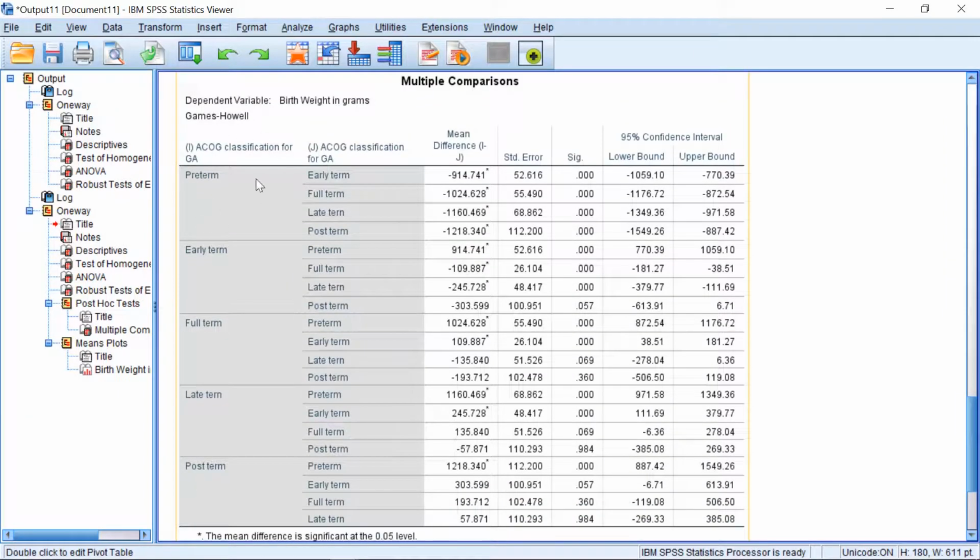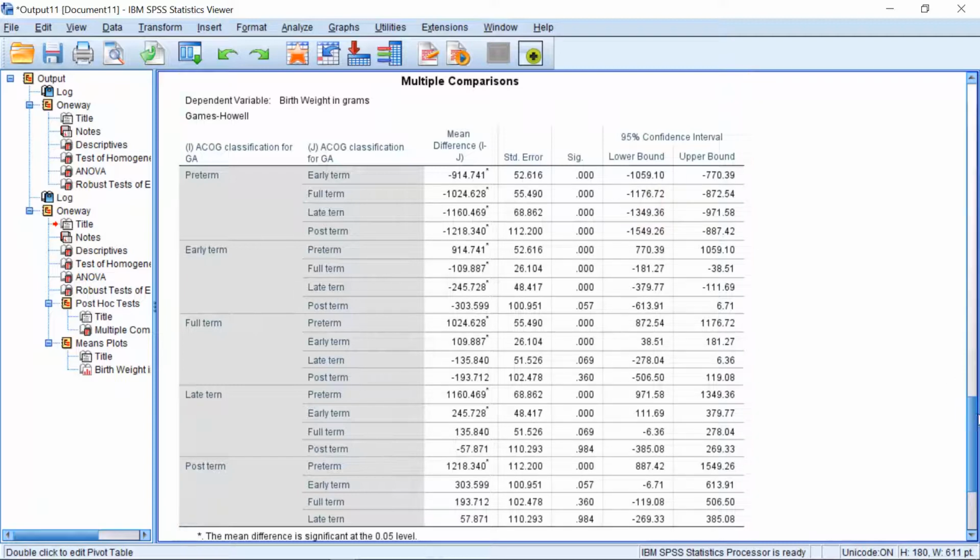Here we have each of our subgroups compared to the other 4 groups, and we can see the mean difference and the significance of each one of them and the confidence interval, lower bound and upper bound. Results are repeated, so we have the same result twice, one under early term and one under preterm. For example, here we have preterm versus early term, and preterm versus early term reversed. This one will be negative and this one will be positive. So which one are we going to report? It depends on the aim of the study. If we are assuming that the preterm has less weight than the early term, we are going to use the one in minus.